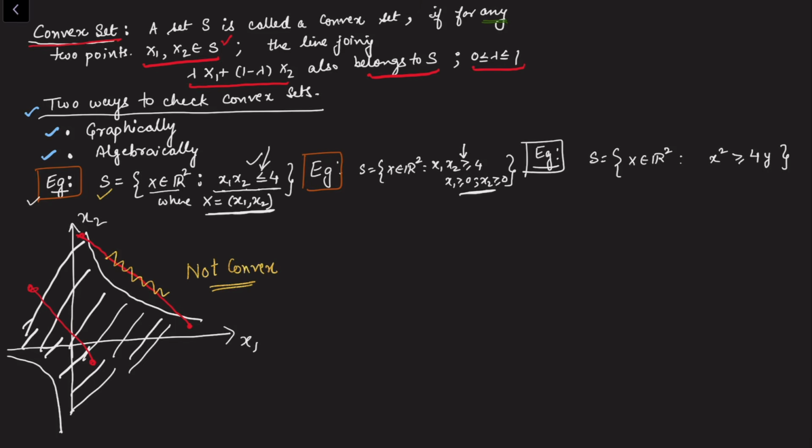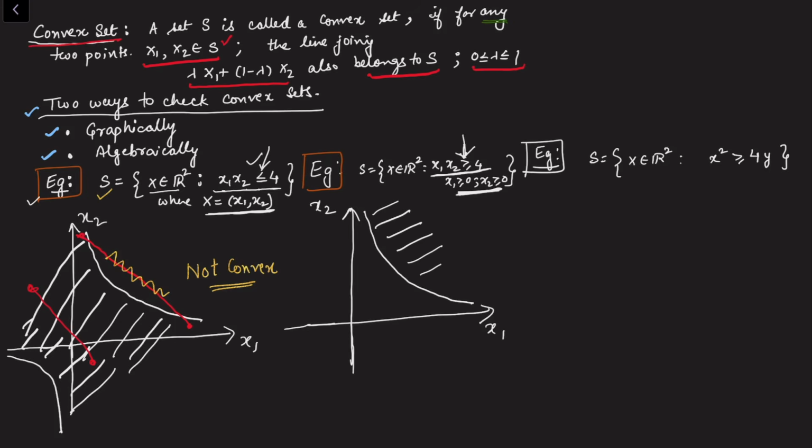Let us take one more example. In this second example also I have considered a similar rectangular hyperbola x1 x2, but now it is greater than or equal to 4, and also there are non-negative restrictions. So we have x2 here and x1 here and the same shape, but now it will not be drawn in the third quadrant because x1, x2 are greater than or equal to 0. And it is greater than, so this one is the region.